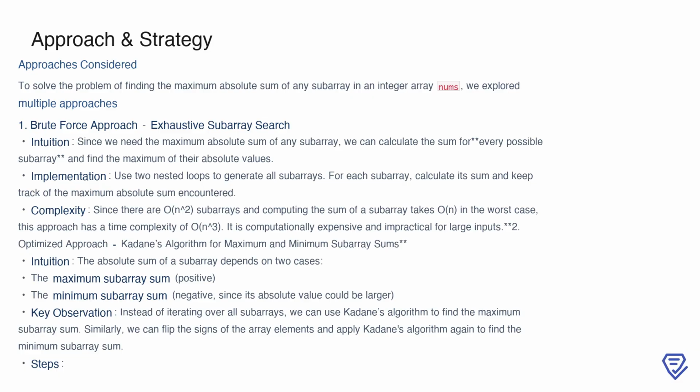Next, we considered an optimized approach based on Kadane's algorithm. The key insight here is that the maximum absolute sum of a subarray depends on two scenarios: the maximum subarray sum, which is positive, and the minimum subarray sum, which is negative, and its absolute value might be even larger. Instead of examining all possible subarrays, Kadane's algorithm lets us efficiently compute the maximum subarray sum. By applying the same algorithm to the negative of the array, we can also determine the minimum subarray sum. This leads to a much faster solution, which we'll describe in detail shortly.